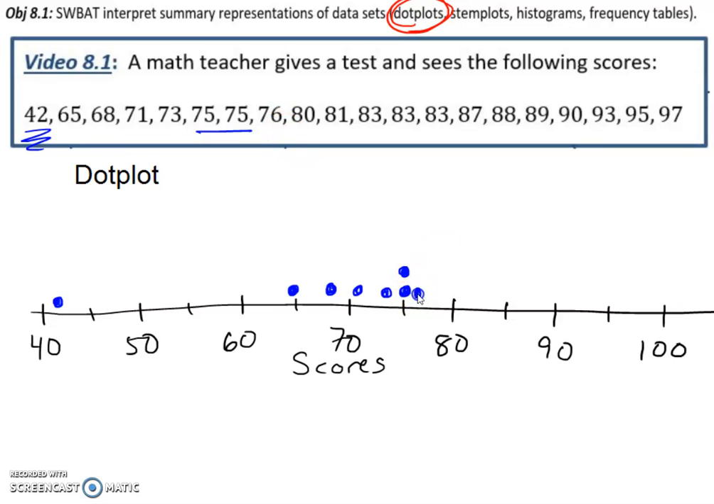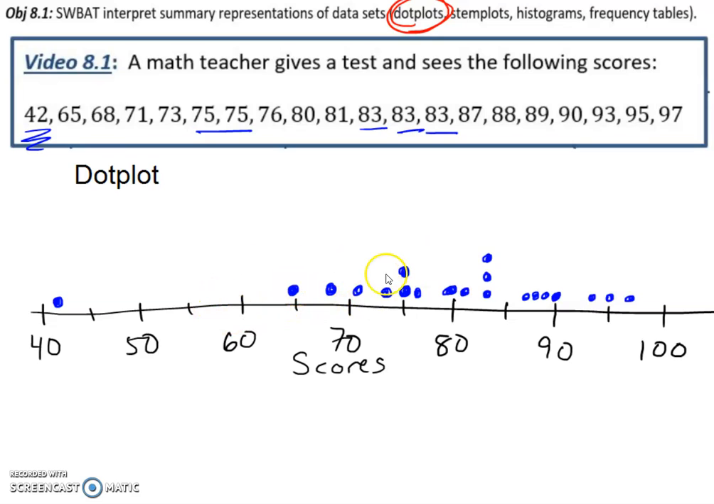And another 76, 80, 81, 1, 2, 3 at 83, 87, 88, 89, 90, 93, 95, 97. A dot plot does a little bit more than a frequency table does.